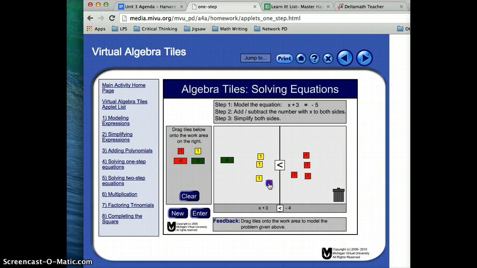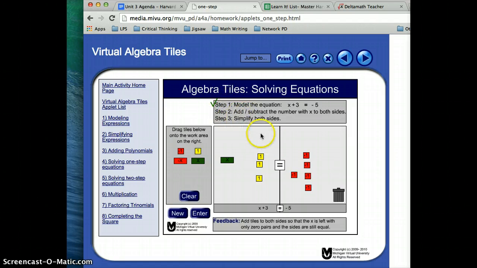I'm just going to put one over here just to show you. If you make a mistake, right, if I think I've modeled the equation correctly, and I don't see a check mark here, that means I made a mistake. So I need to look again. Okay, I have an x, positive x. I have positive 3 tiles. Oh, I put this negative tile on the wrong side. Now I have negative 5 on this side and a positive 3 on that side, right? I'm all good. I got my check mark.